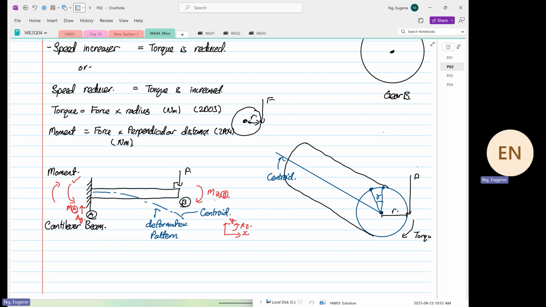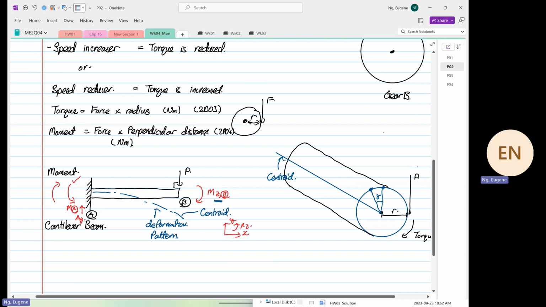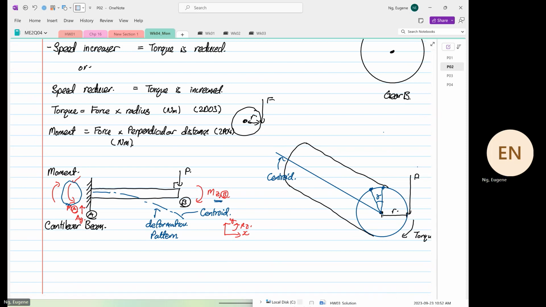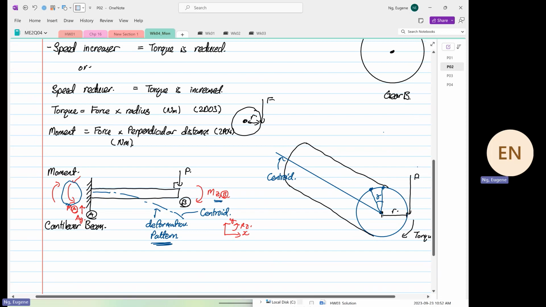Now, there is a moment over here acting in this direction because of force times perpendicular distance. Why is it in this direction? Because of Newton's third law at the fixed end. And the moment at point A. Say it again. How is the deformation pattern of the centroid? Over here, the centroid did not move at all. The centroid stays at the same point.